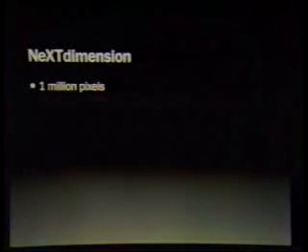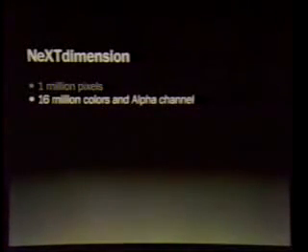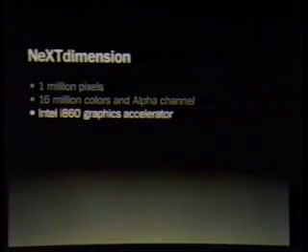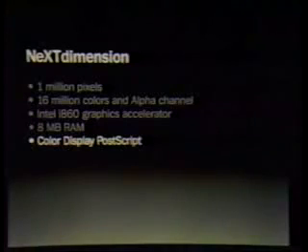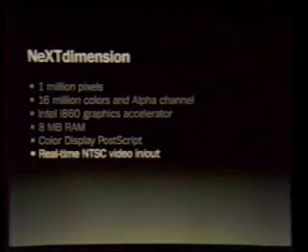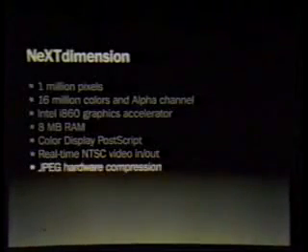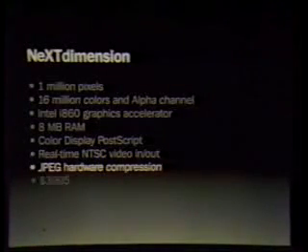1,000,000 pixels, all 32 bits with alpha channel. That's that transparency that lets us see through the windows. An Intel i860 graphics accelerator. And every system comes with 8 megabytes of RAM, expandable to 32, I believe. Full color PostScript on every system. Everything you've seen today has been drawn by color PostScript. Full NTSC and PAL video in and out, and full JPEG hardware compression at $39.95.